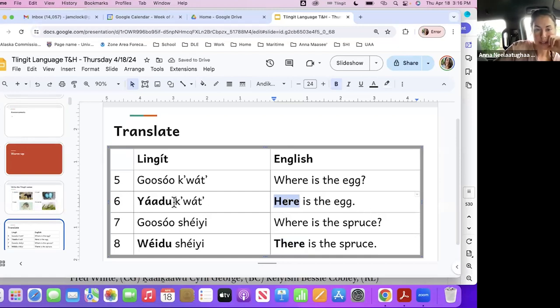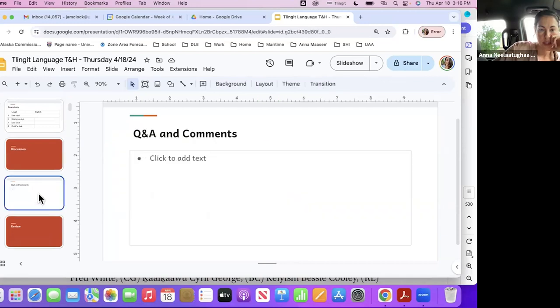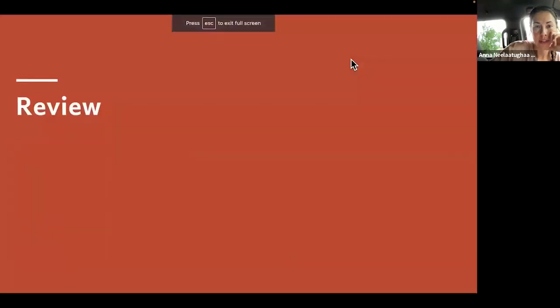So this just goes back to a little review of our spatial awareness. Yadu is here it is right here. Wedu is there it is. It's a little bit farther away from the speaker, so they say there it is, or wedu. Any questions or comments so far after our little warm up? Okay, next let's do review. If you guys have questions as we go, just let me know. Don't be shy. In fact, I'm going to check the chat.